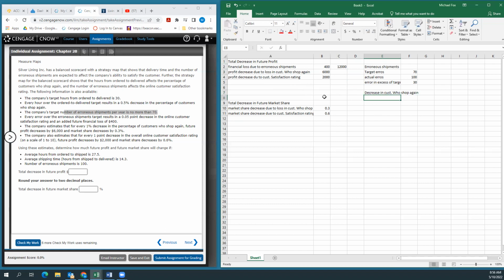All right, so again, you just have to kind of work your way through this and say, okay, for every hour over the order to delivered target, oh, well, we don't have that information yet. See how it all layers on top of itself? So let's figure that out first. Ordered to delivered target. Our order to delivered target is 30 hours.